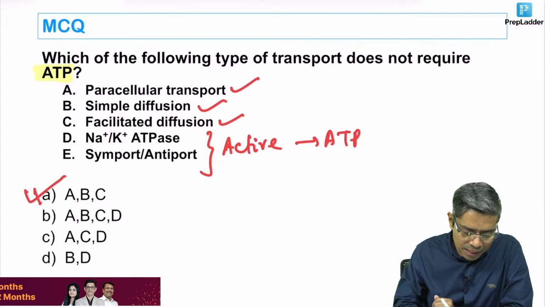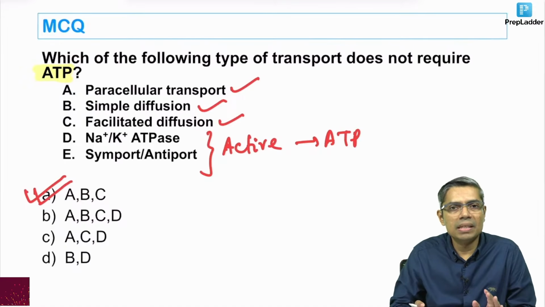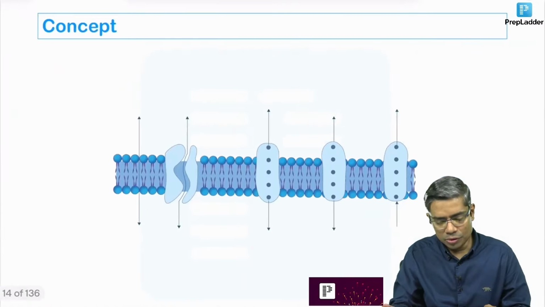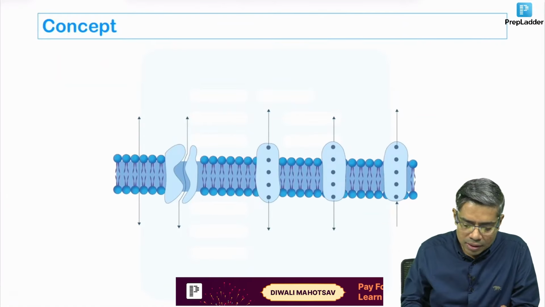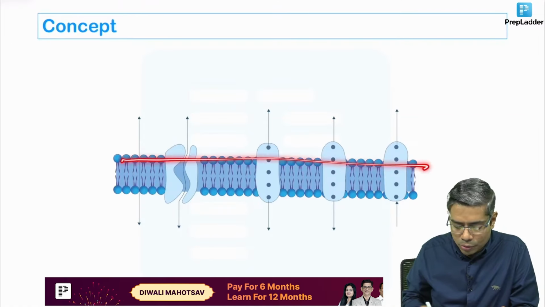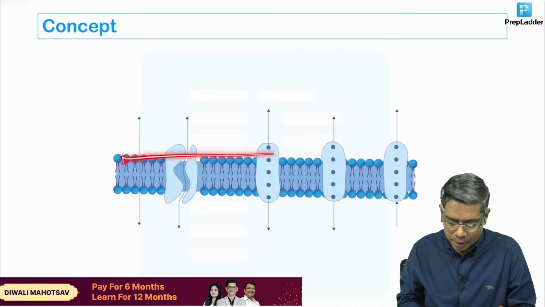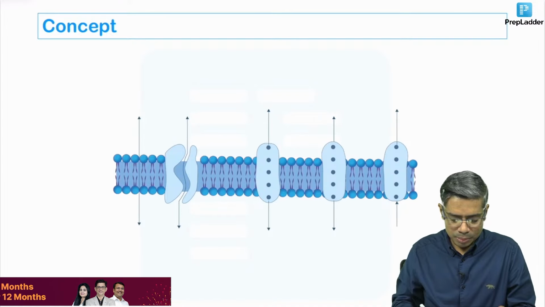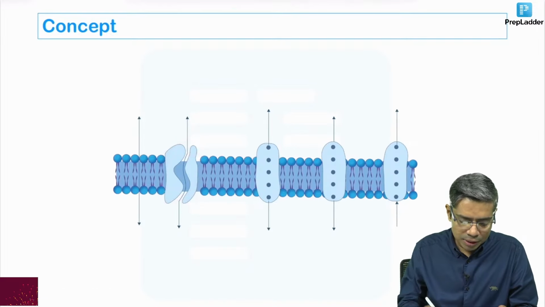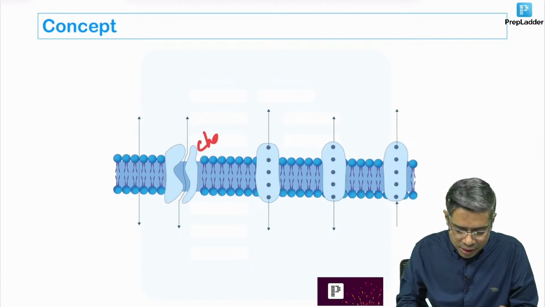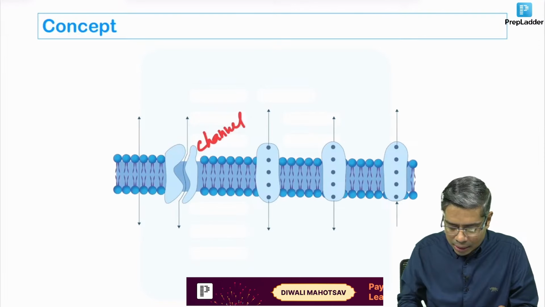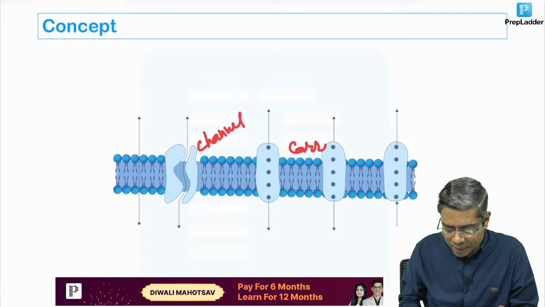Now why have I kept this question? It's a simple question, but sometimes with simple questions we get confused. For example, look at this structure. I have also shown you this structure in my main classes. So this is the plasma membrane, and on the plasma membrane this is a channel protein. The other three are known as carrier proteins.